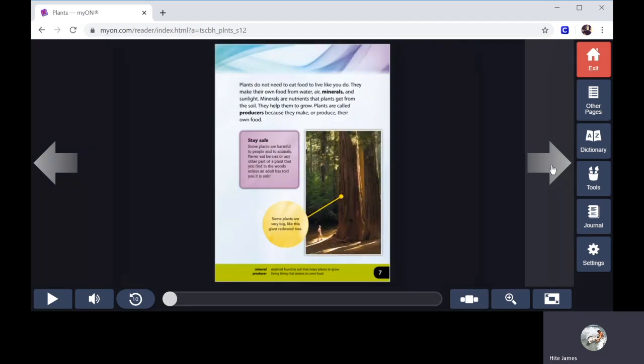Excellent. Plants do not need to eat food to live like you do. They make their own food from water, air, minerals, and sunlight. Minerals are nutrients that plants get from the soil. They can help them grow. Plants are called producers because they make or produce their own food. Some plants are very, very big, like this giant redwood tree.